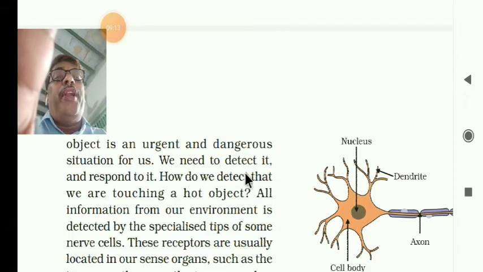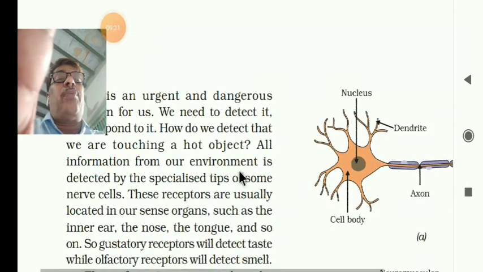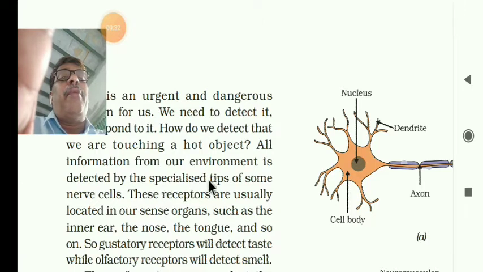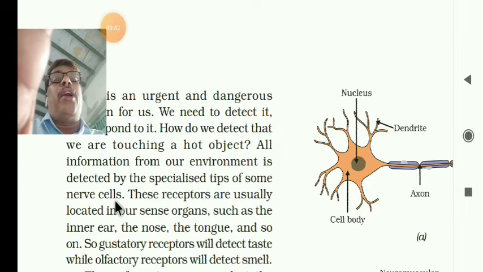How do we detect that we are touching a hot object? Dear students, how are we identifying that we are touching the hot object? All the information from our environment is detected by special tips, the specialized extreme tips of some nerve cells. Due to that, immediately we are recognizing it.